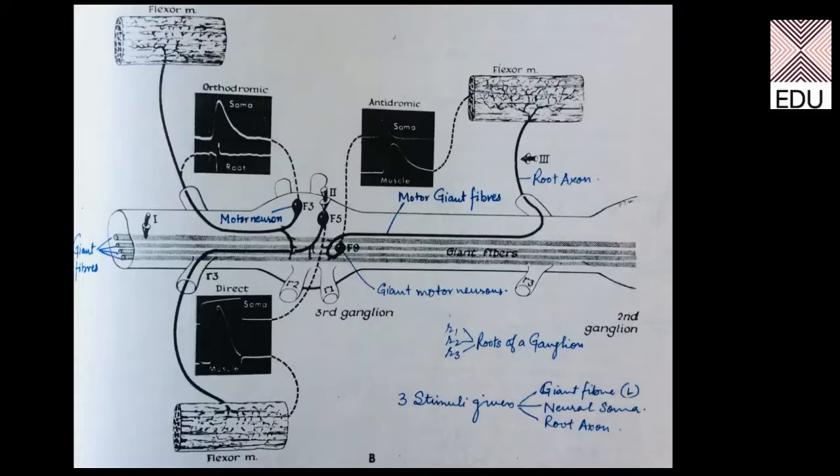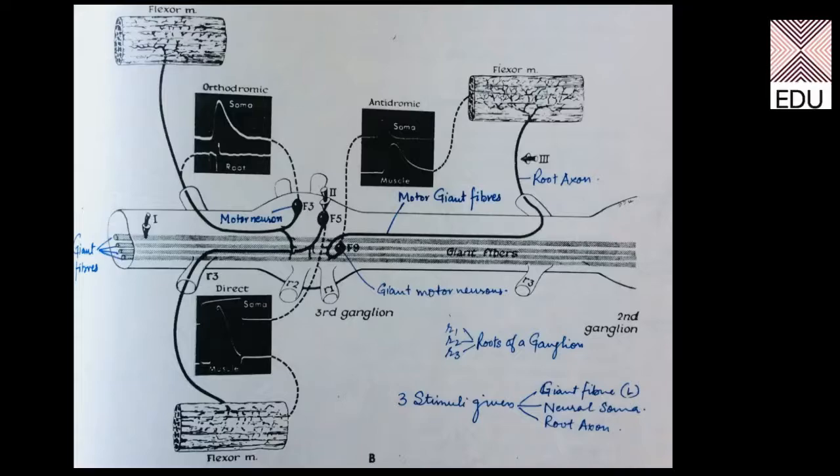Now if you take the third stimulus, which is shown on the right side of this particular diagram. So this is the third stimulus. It is given into the root axon, and now from here the impulses are traveling back into the nerve fiber, and then they will reach the F9 giant motor neuron.